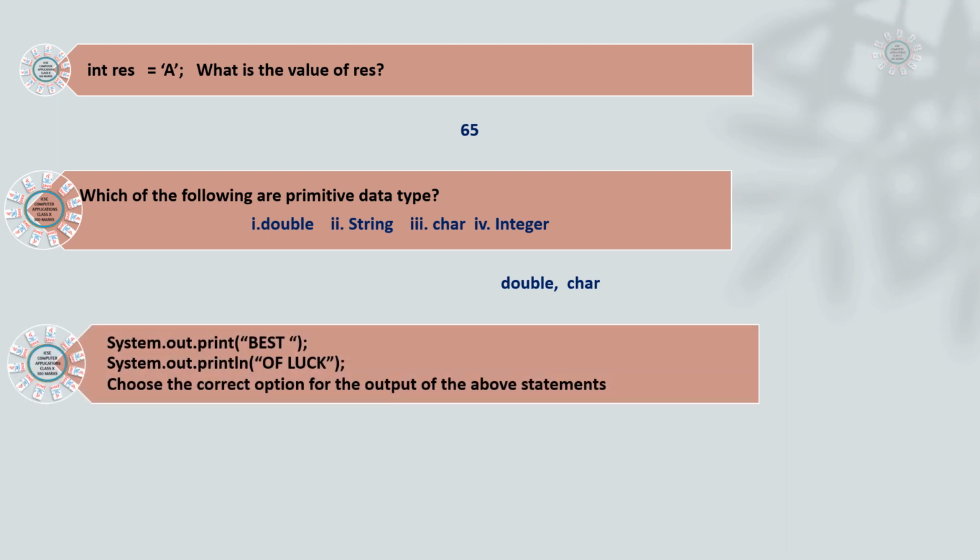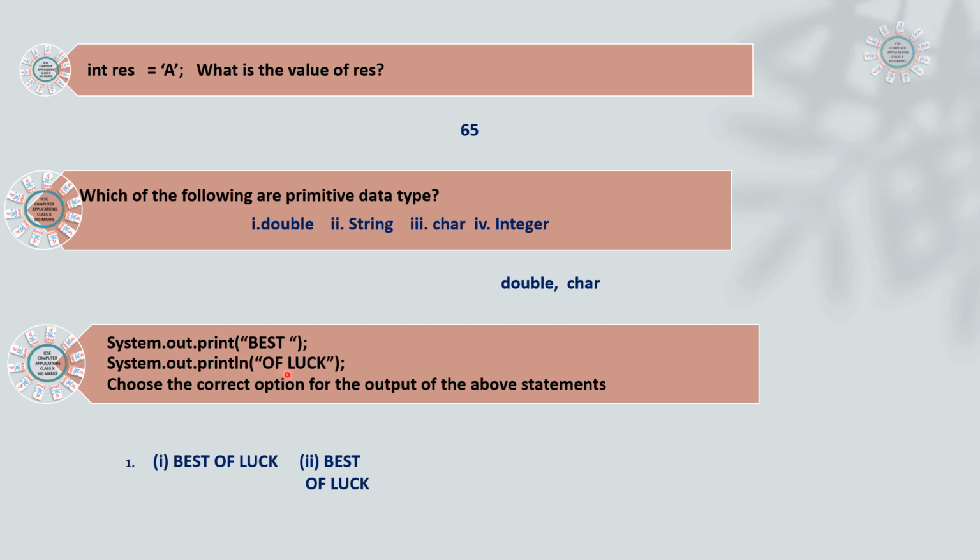And now System.out.print and println. The question is coming here. We can see print. Options were also given in the board exam that year. So here two options were given: it will come "best of luck" or "best of luck". So here see, best, and then print is coming.